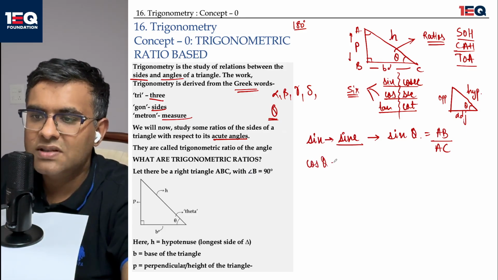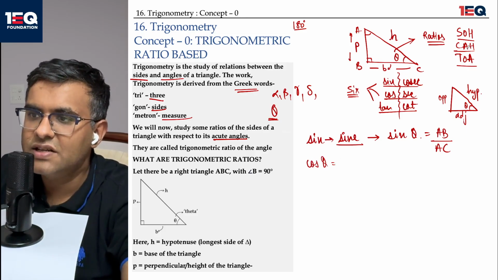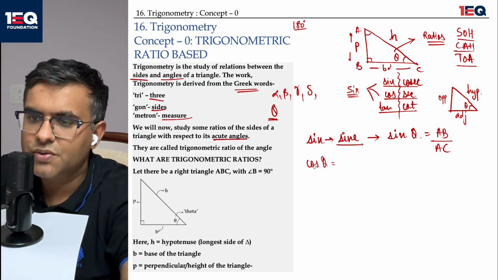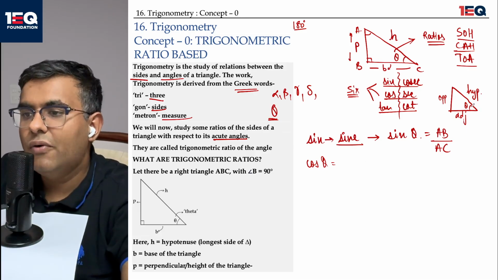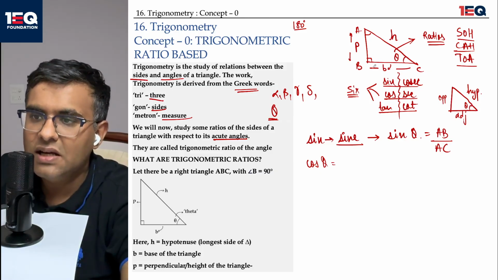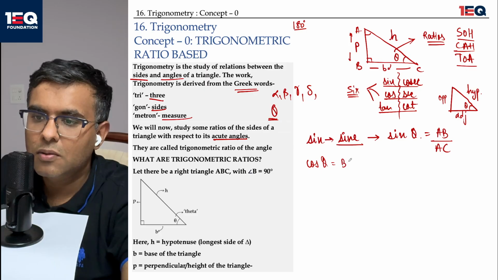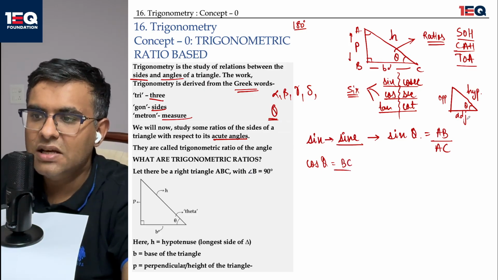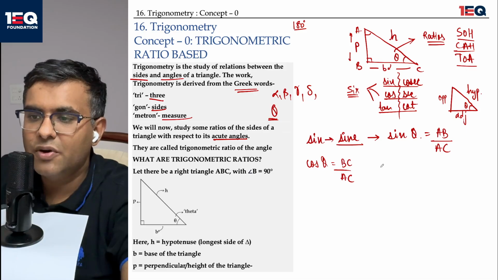Talking about cos theta, as I have already given, it is adjacent upon hypotenuse. For the angle theta, the adjacent is BC, and the hypotenuse is AC. So cos theta is equal to BC upon AC.